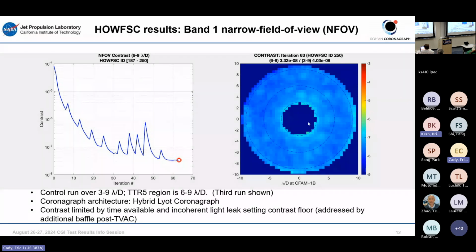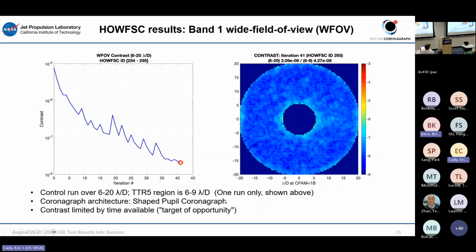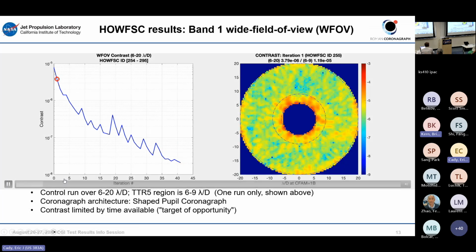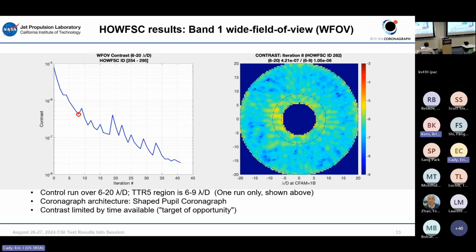I'll jump over to this. There we go. And here is the wide field of view one. You can see a similar thing. This is run over a larger region out to 20 lambda over D, so you can see the circles on there again.